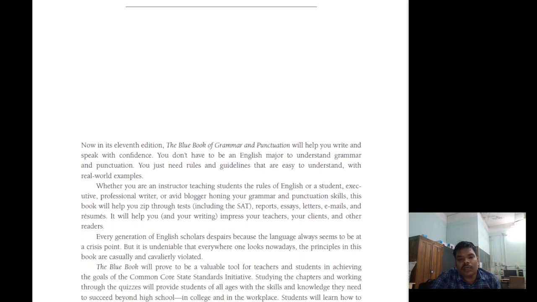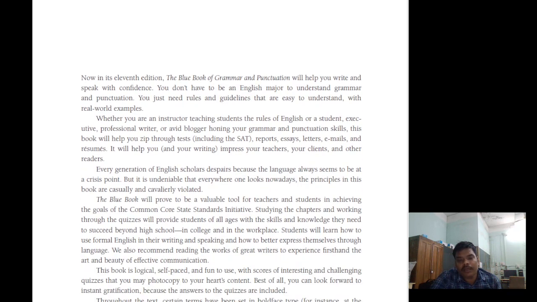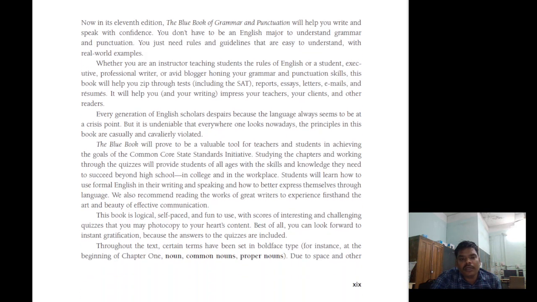Now, the introduction of the Blue Book of Grammar. Now in its 11th edition, the Blue Book of Grammar and Punctuation will help you write and speak with confidence. You don't have to be an English major to understand grammar and punctuation. You just need rules and guidelines that are easy to understand, with real-world examples.